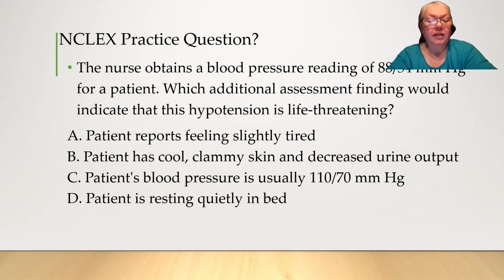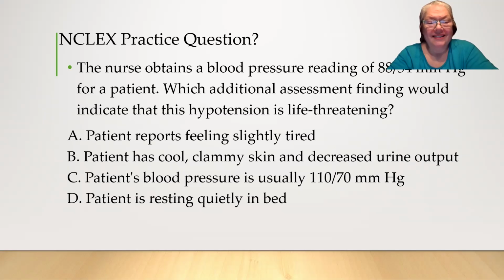Okay, the nurse obtains blood pressure readings of 88 over 54 again. Is that high or low? Which additional assessment finding would indicate that this hypotension is life-threatening? Patient is resting quietly in bed now. We can get rid of that one. Patient's blood pressure is usually 110 over 70. Well, that's good. It's great to know that.